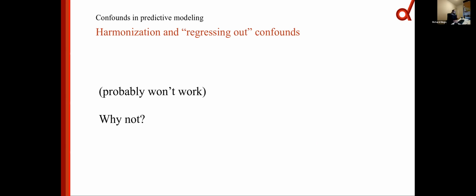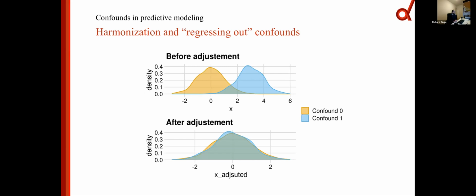So why not? Well, because the machine learning models are probably capable of learning much more complicated relationships from your data than you can regress out using the traditional methods. So, for example, regressing out confound variables.